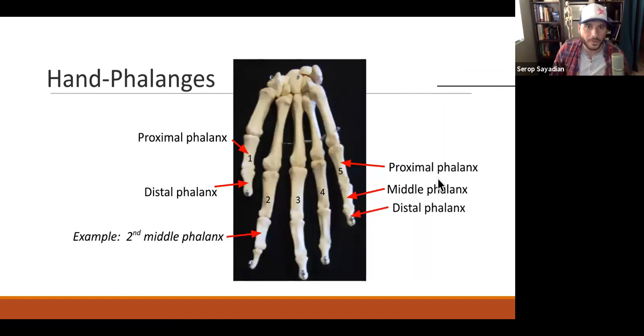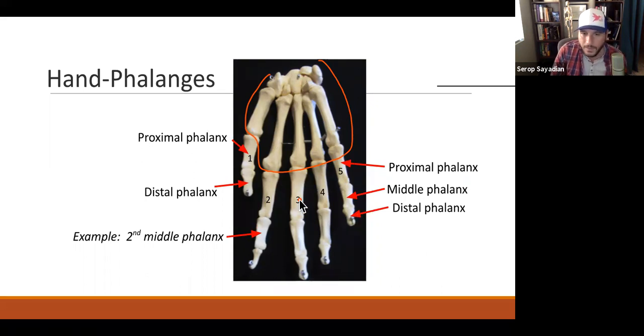And here are the fingers. We call them phalanges. Each finger is going to have several phalanges, and the way we name them is whether they're in the proximal row, the middle row, or the distal row. So these were the metacarpals, and this is where the hand would end. Then the fingers are down here.